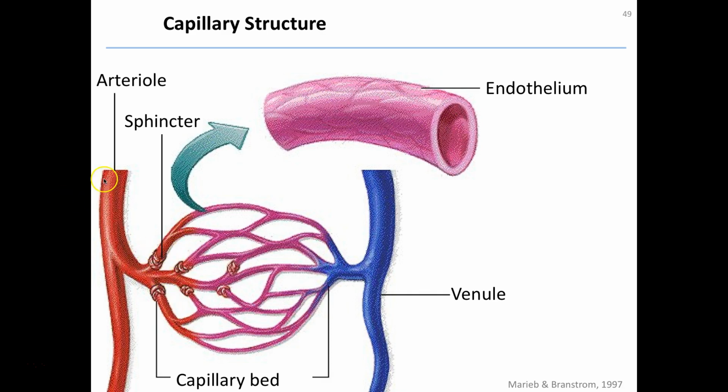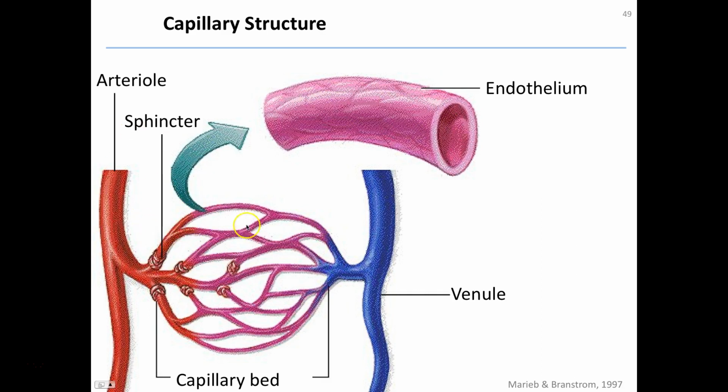So from the arteriole, we let out these little branches that become metarterioles, and these metarterioles will move into these capillary structures. And as I said, capillaries usually function in a group, so we know it as a capillary bed.